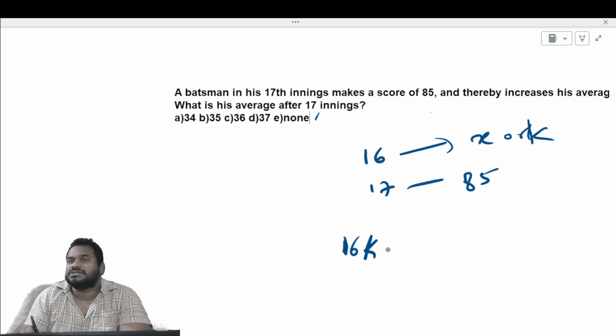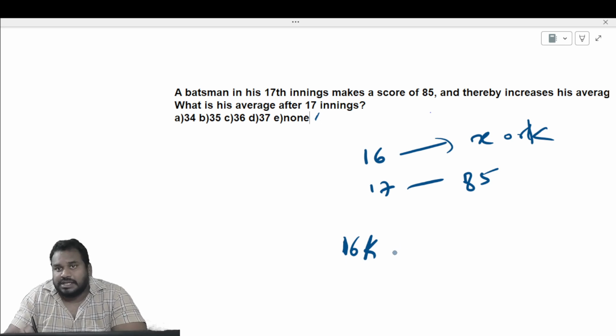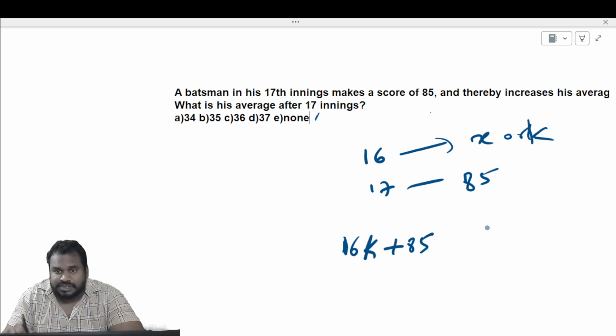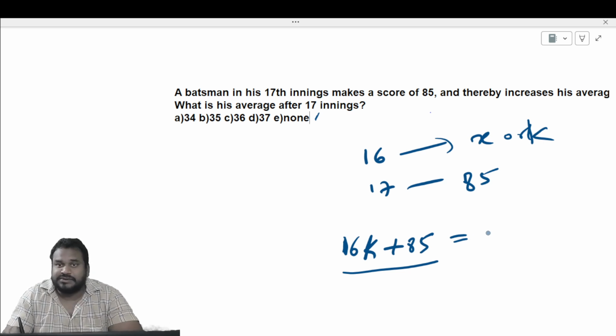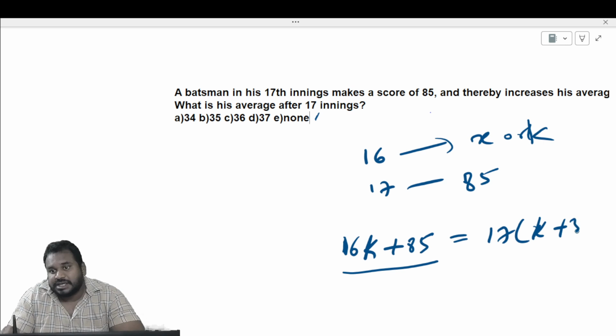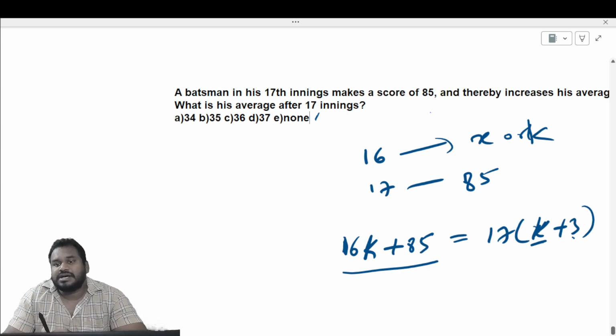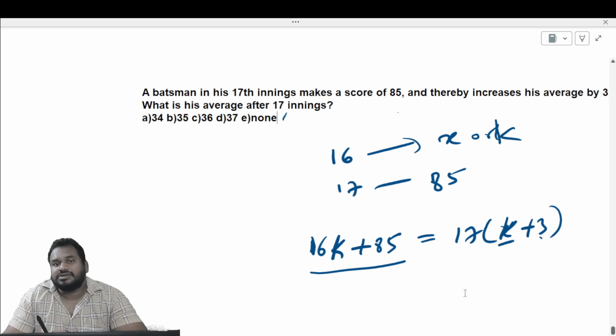So 16K was the total score till 16 innings. Now he scored 85 more in the 17th innings. So this is the score which he got till 17 innings. This can be equated to 17 into K plus 3. K is the average before, and now the average increases by 3. So then it can be K plus 3.